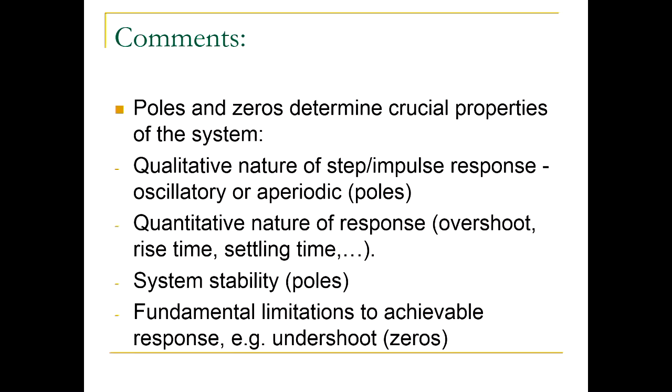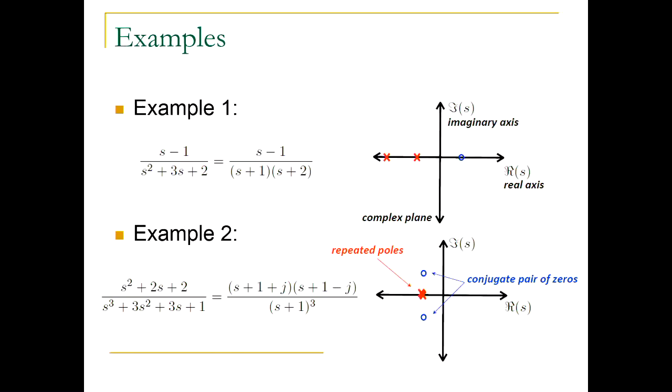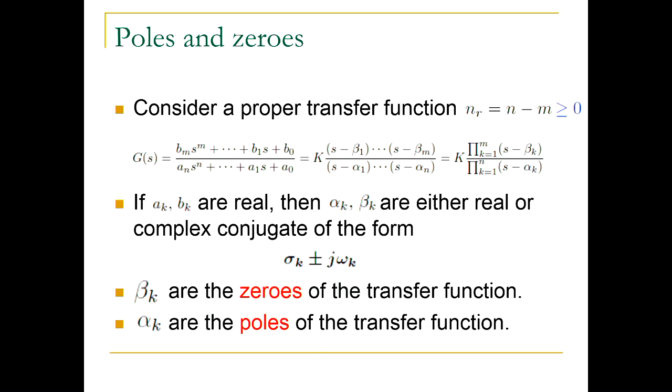So it turns out that poles and zeros determine all crucial properties of the system. First, the qualitative nature of the step and impulse response. So what would be the impulse response? The impulse response would be the inverse Laplace transform of the transfer function. We learned that last lecture. So if you want to find in time domain what the impulse response is, we first need to take the partial fraction expansion of the transfer function.